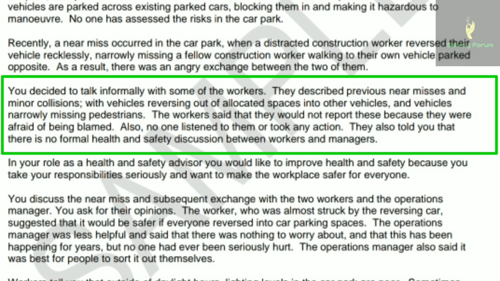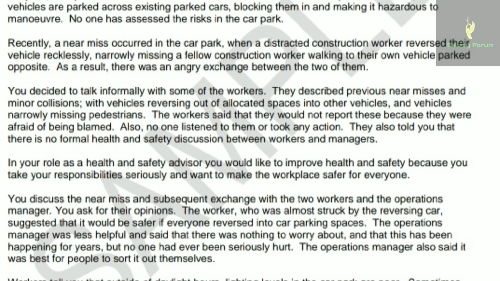What they said is that even before this, near-miss incidents used to happen, but they never used to report to anyone because there is a blaming culture in the company, right? Similarly, no one used to listen to them. So these are all negative culture. They are indicators of the presence of a negative safety culture in this company.